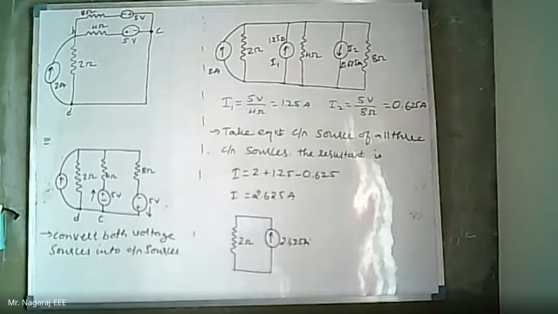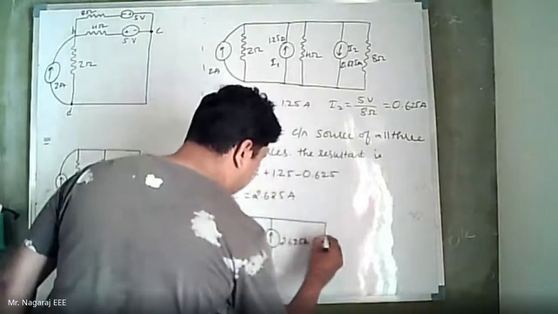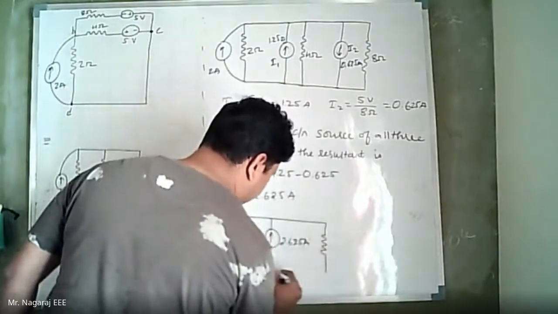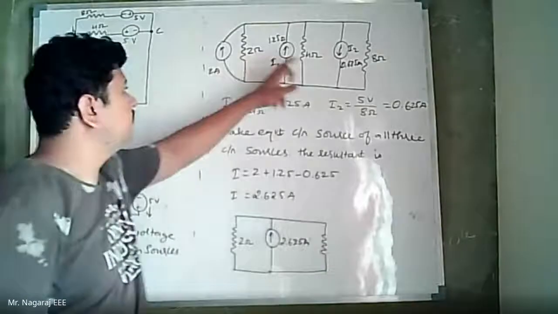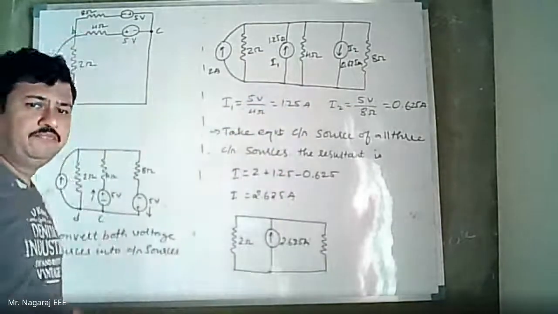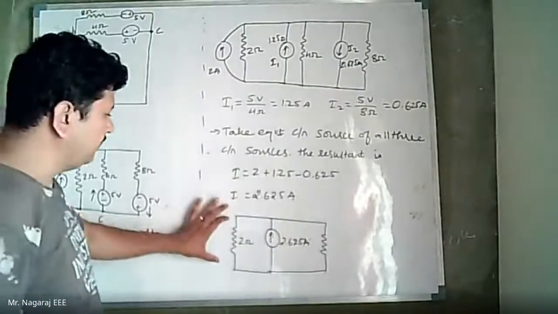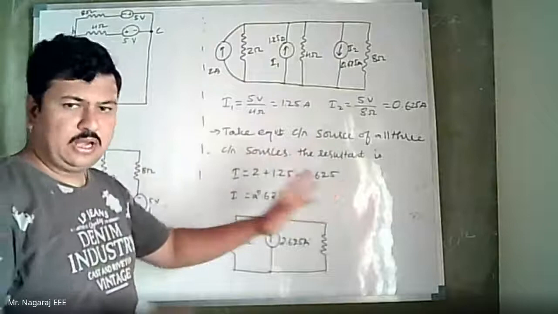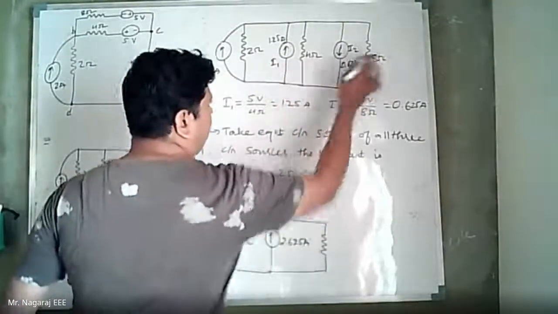In parallel with, now I should be taking the equivalent resistance. There are three resistances: 2 ohm, 4 ohm and 8 ohm. But now I actually want the voltage drop across the 2 ohm, so I should not be putting this into the equivalent form. I will keep the 2 ohm as it is.